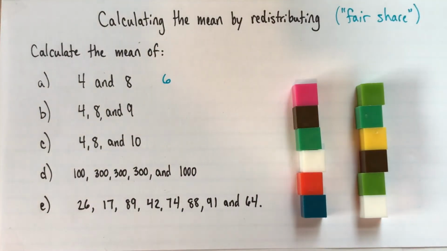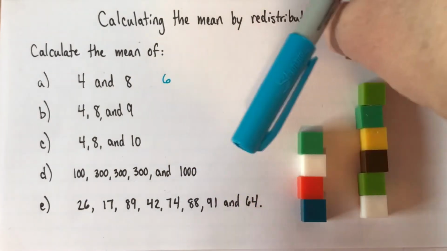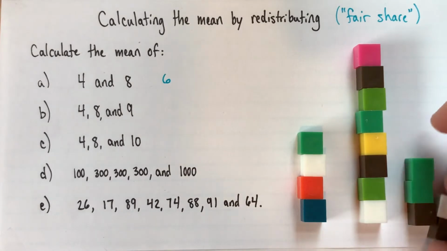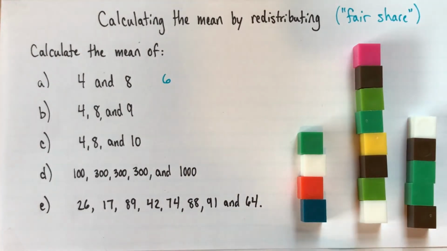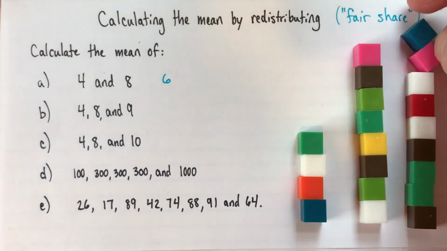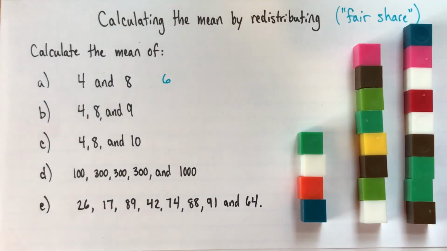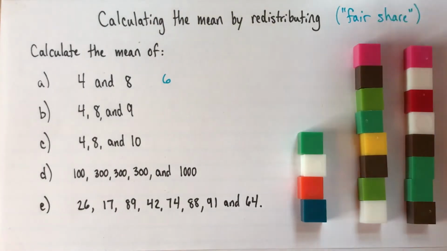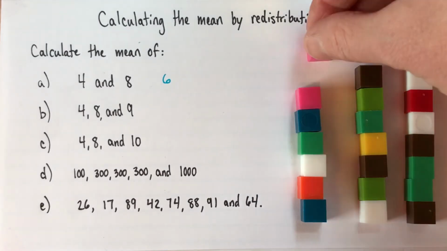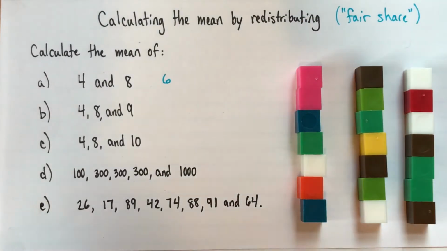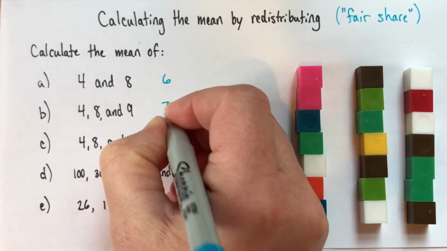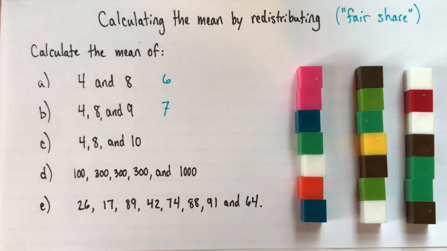Right. Okay, let's do another similar one. Suppose we've got three numbers this time. We have 4, 8, and 9. Okay, so now we'll redistribute these, make it nice and fair. There we go. So 1, 2, 3, 4, 5, 6, 7. So the mean of 4, 8, and 9 is 7.